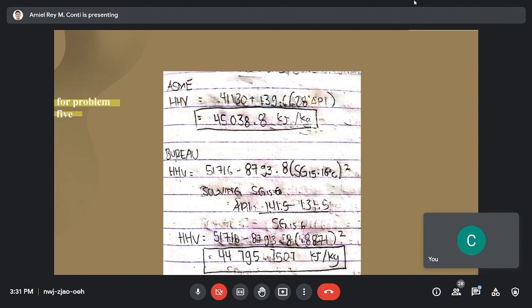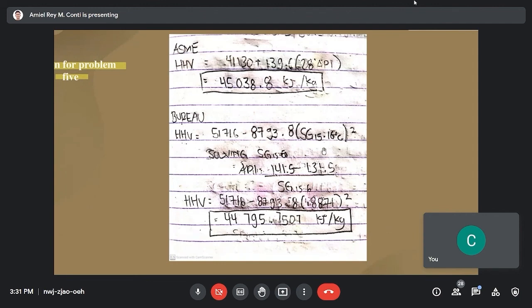So solving naman, gamit yung Bureau of Standards formula, yung high heating value natin, 51,716 minus 8,793.8 multiplied by the specific gravity at the baseline temperature squared. Ngayon naman, kukunin natin yung specific gravity at yung store-bought temperature niya and gamitin na lang natin yung nakuha nating value earlier, which is yung 0.8871. By plugging in the values, the higher heating value is equals to 51,716 minus 8,793.8 multiplied by the nakuha nating value na 0.8871 then squared. So, ang high heating value niya is 44,795.7507 kilojoules per kilogram.